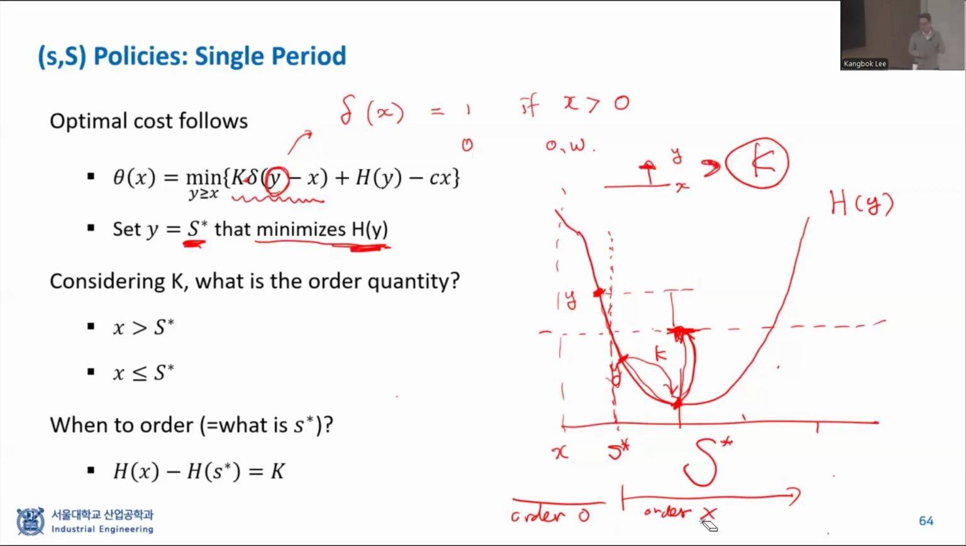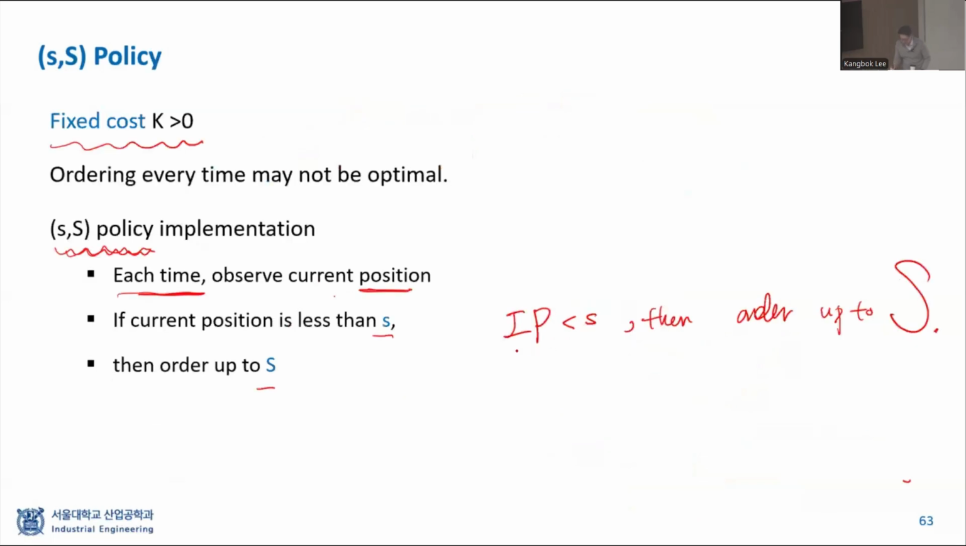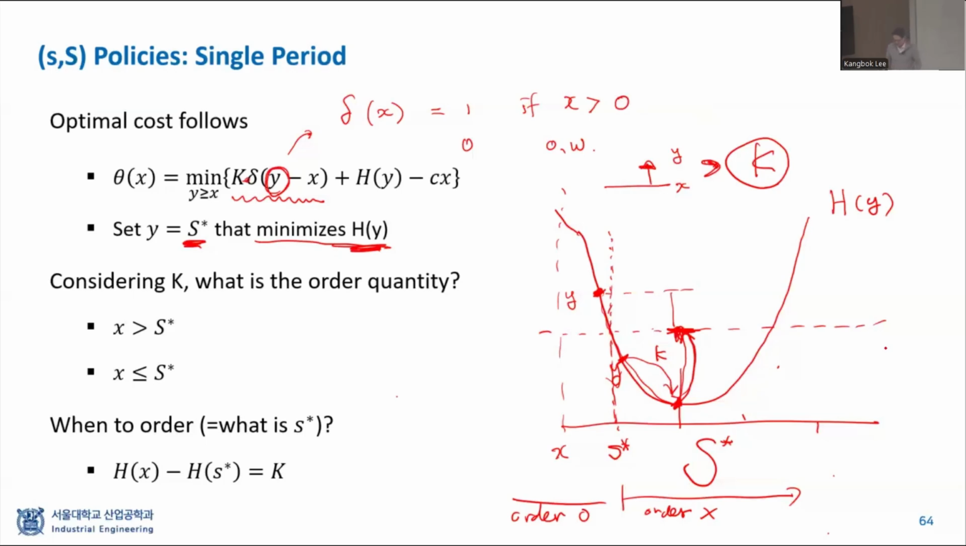So anyway, small s divides the space into the ordering area and the non-ordering area. Large S just determines, if you make an order, what your objective is. Simplifying all those decisions, we have this: if your position is less than S, then order up to big S. That's the structure of this policy.